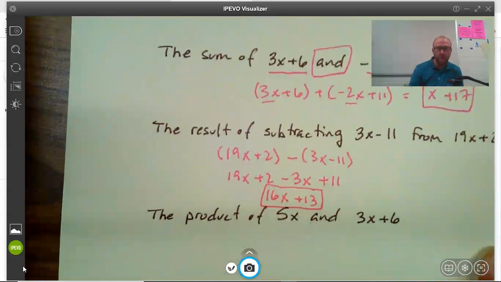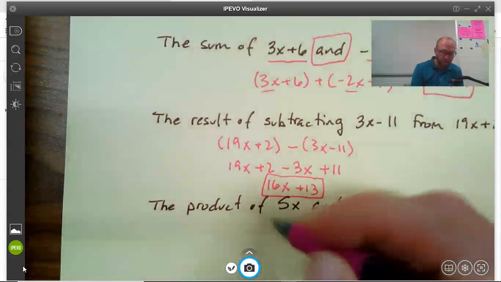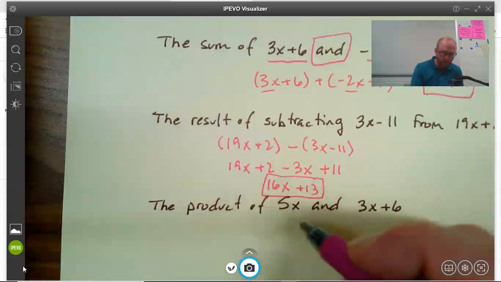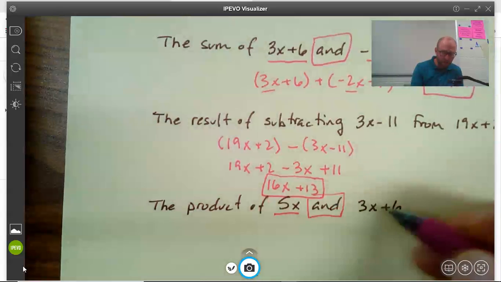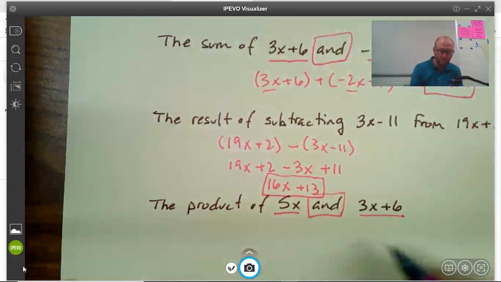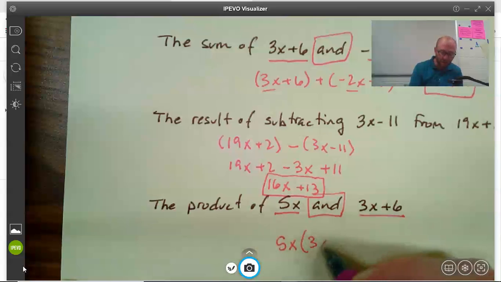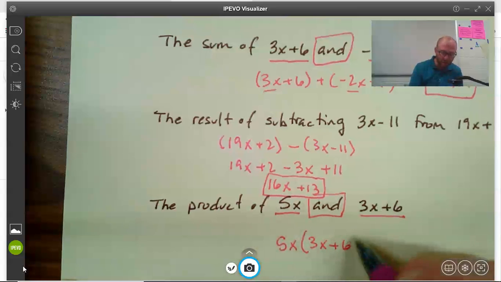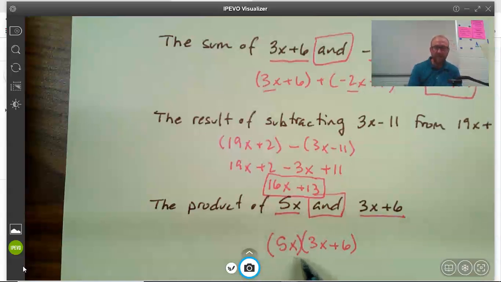Alright, next we have the product of 5x and 3x plus 6. So this is much like the sum of. Every time you see that phrase, the product of or the sum of, it's always going to be something and something. And these two things are being multiplied together. That's what product is. So we have 5x, and over here we have our 3x plus 6. And again, when we put these in here, it's important that we use the parentheses, because the 5x is being multiplied by this whole expression, 3x plus 6.